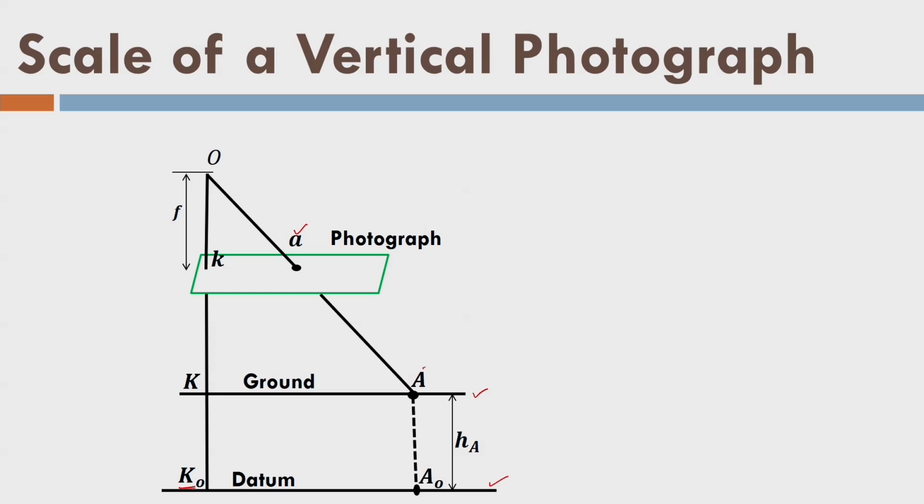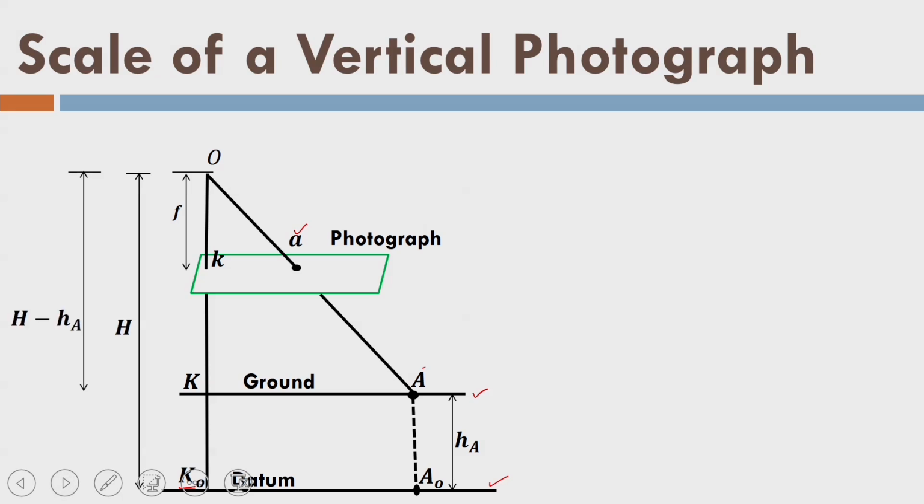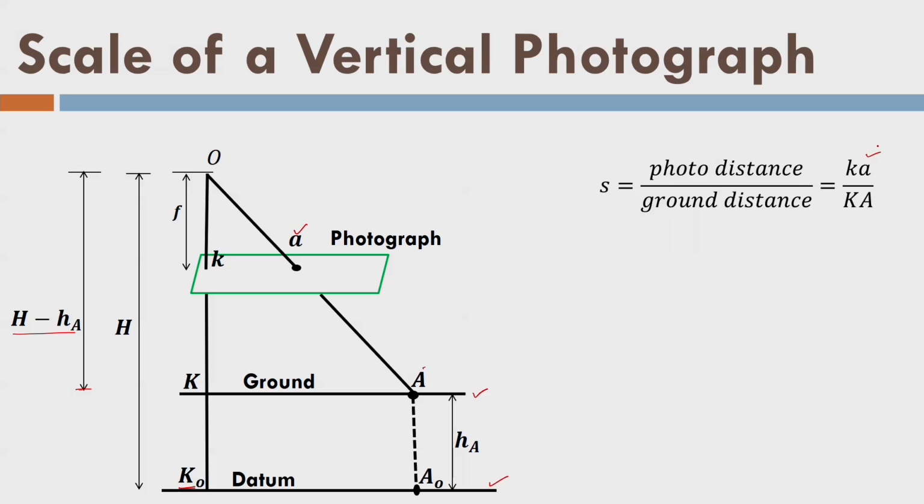As a result of that, what happens in the scale? So, I have the flying height H, and if you see here, flying height at point A above the ground, it is H minus hA. So, distance ka is this distance, and distance on ground is KA, which is from this point to this point, this distance.